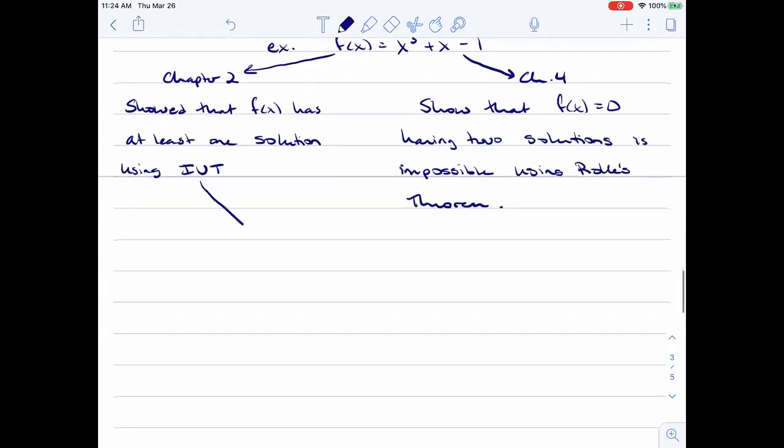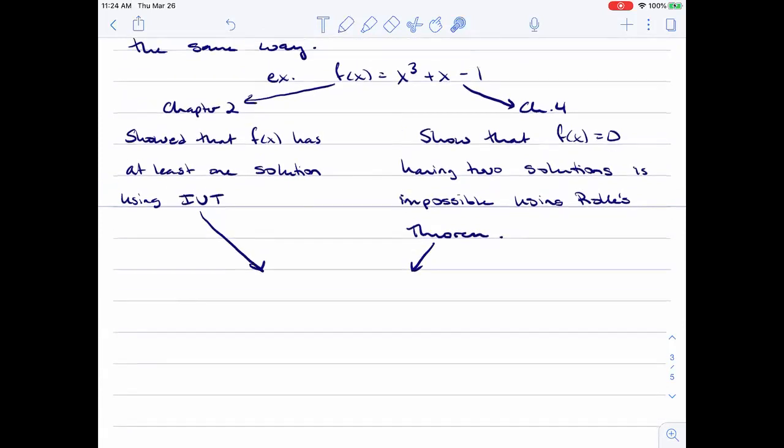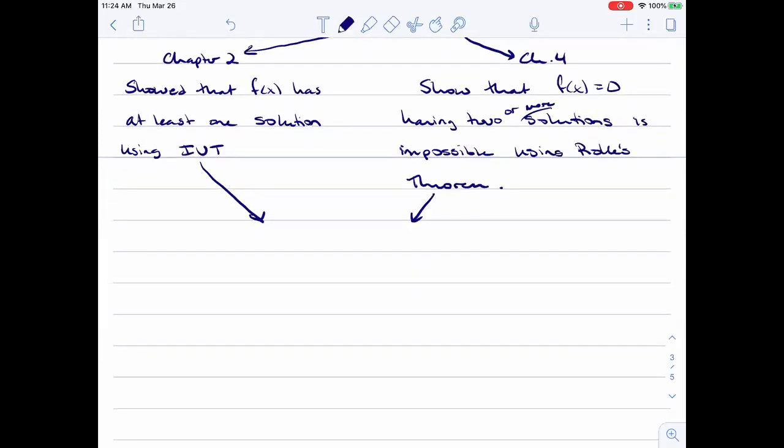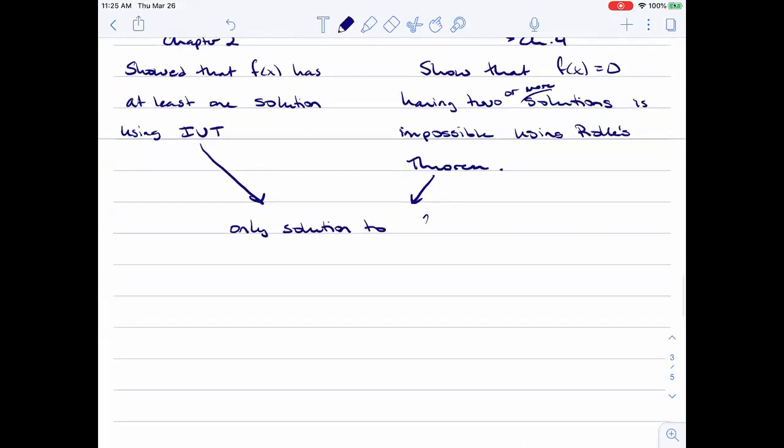So together, what can we conclude? If we're able to show that we have at least one solution, but also that having 2 or more solutions is impossible, well, then what do we land at? There must be only one solution to f of x equals 0.